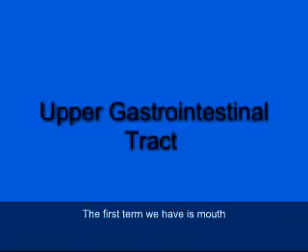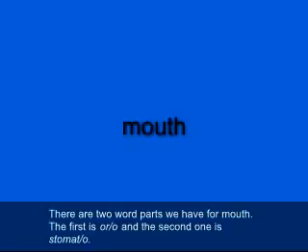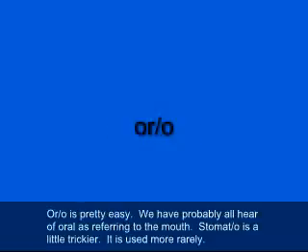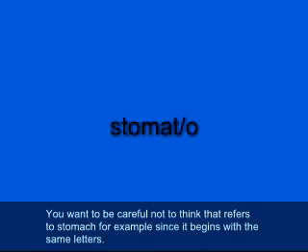And the first term we have is mouth. And there are two word parts that refer to mouth. The first one is oro, O-R/O, and the second one is stomato, S-T-O-M-A-T/O. Oro is pretty easy. We've probably heard of oral as referring to the mouth. Stomato is a little trickier. It's used more rarely. You want to be careful not to think that that refers to stomach, for example, since it begins with the same letters.